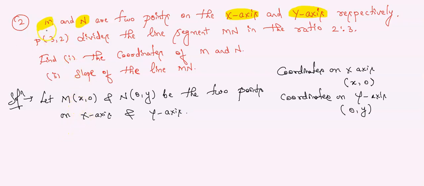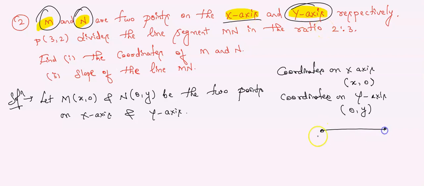He has not given them directly. Okay, he is telling you indirectly. M is on the x-axis, which means the coordinates of M are not given directly, he is telling you indirectly that M's coordinates are on the x-axis. So you need to identify. And he is telling that N's coordinates are on the y-axis, that means 0, y. That you have to identify. Understood? Now we have got M and N coordinates. Now P is the point which is dividing the line MN in the ratio 2:3.